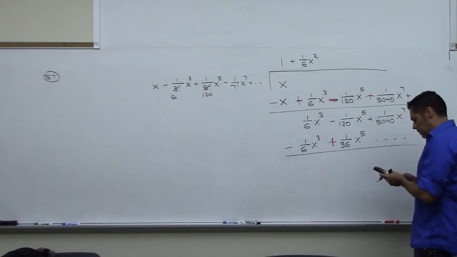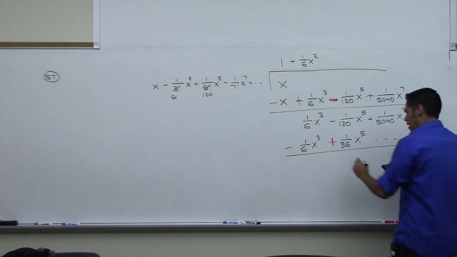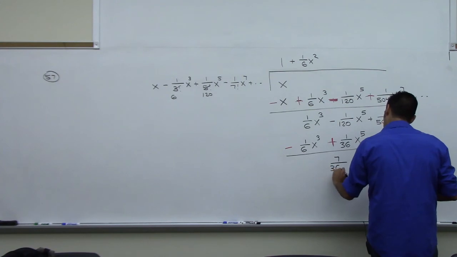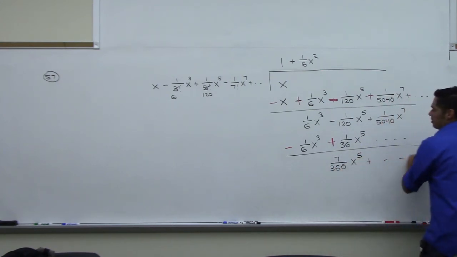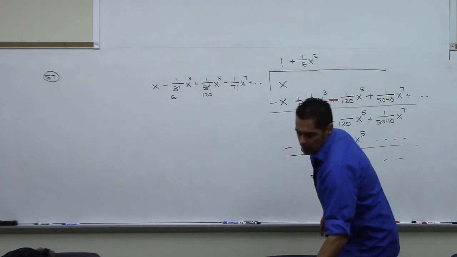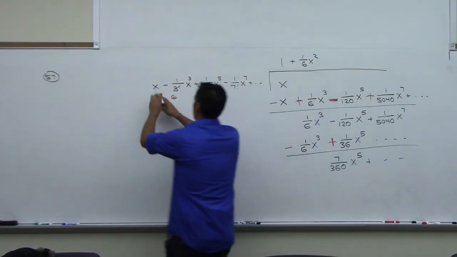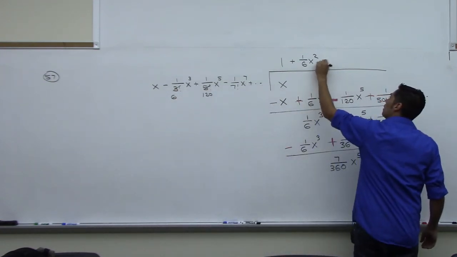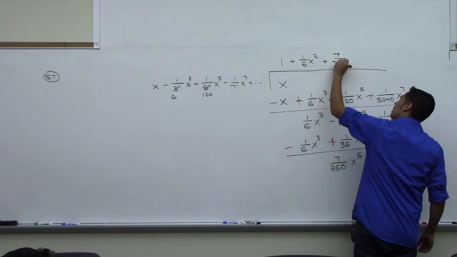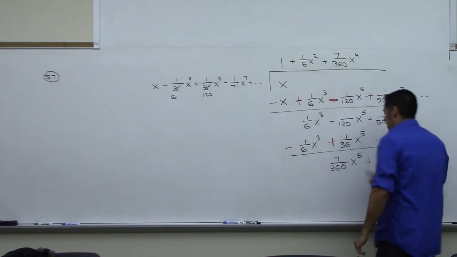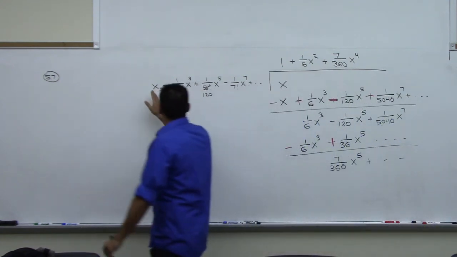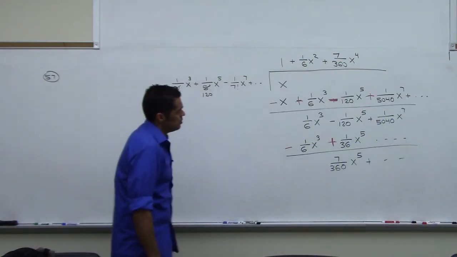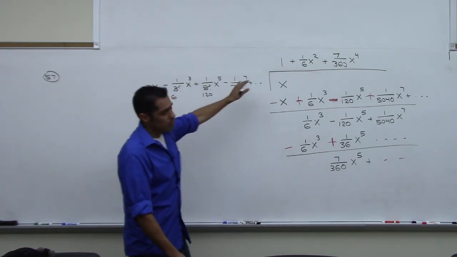So I'm going to do negative 1 over 120 plus 1/36. And I should get 7 over 360 x to the 5th plus some other stuff here, who cares? And now what I need to do is turn this x into this. So this is going to become, I need a positive 7 over 360, but x to the 4th, because I need an x to the 5th, and I have an x out here already. So I multiply that through. I should be good. And that's it. These are the first 3 terms right here.